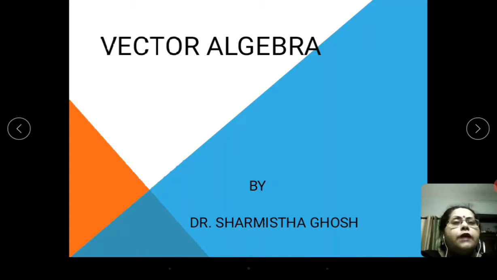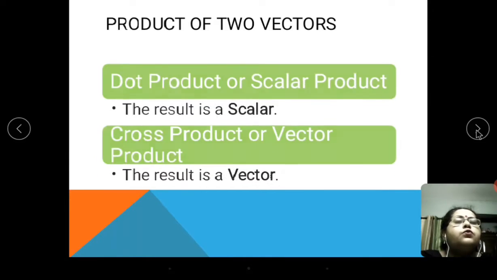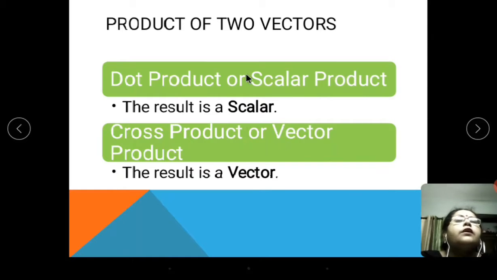In the last class we had talked about multiplication of a vector by a scalar, and today we will progress with the multiplication or product of two vectors. Now if we think of the product of two vectors, it can be defined in two different ways. These are two well-known products. One is the dot product and the other is the cross product.